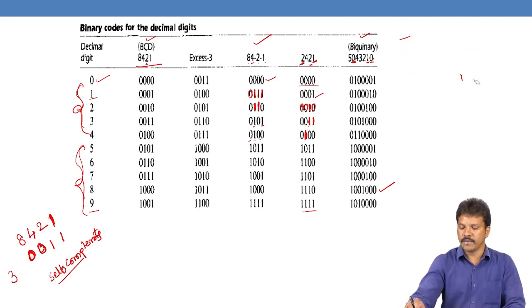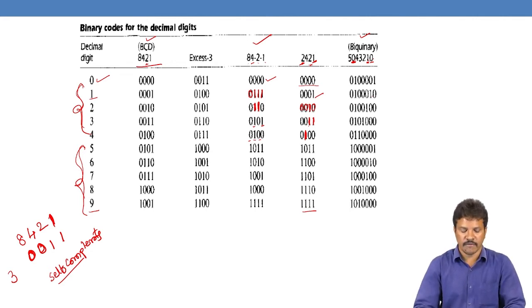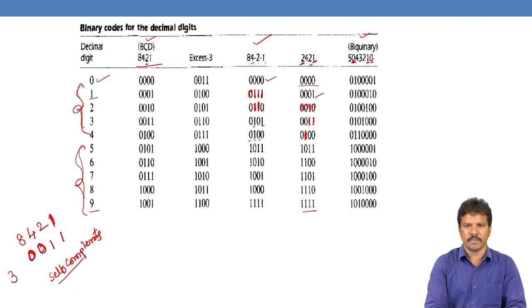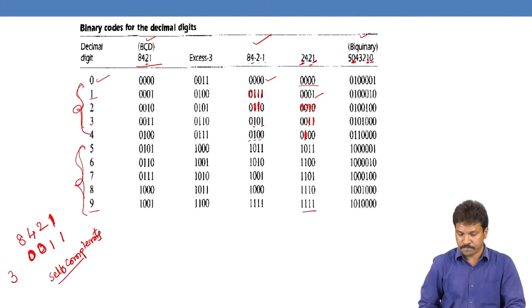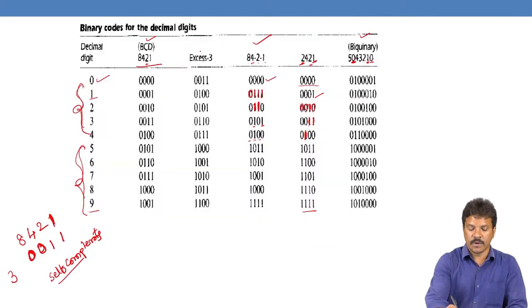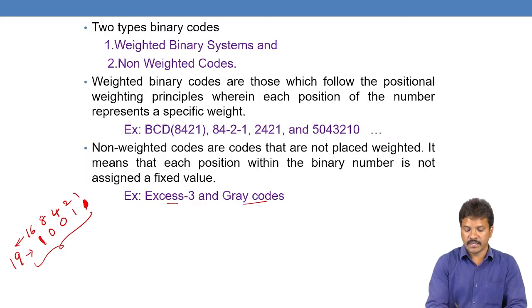And what is the purpose of 8421, 84 minus 2 minus 1, and 2421? These weighted codes, based on their self-complementing property, we can use in digital computers. And the next examples are XS3 code and gray code. These are examples of non-weighted codes.